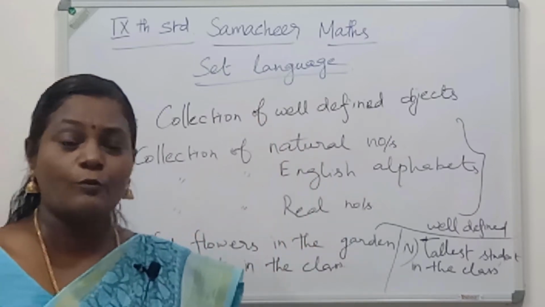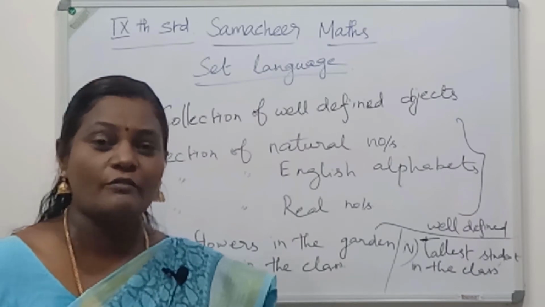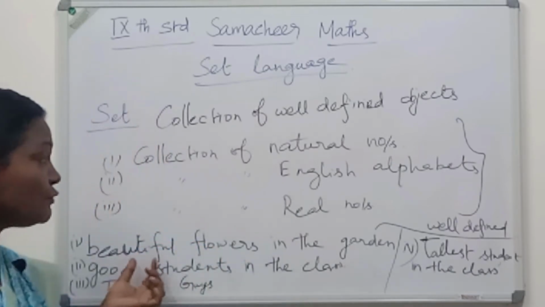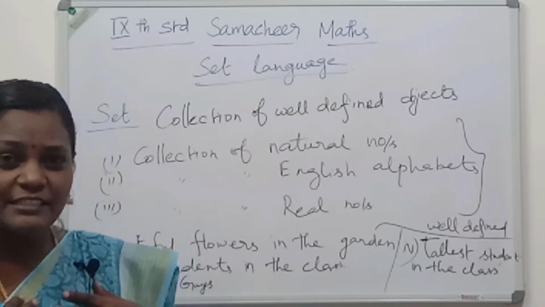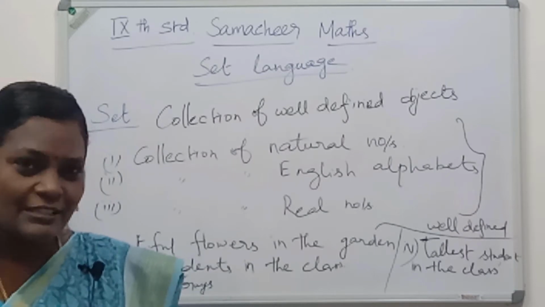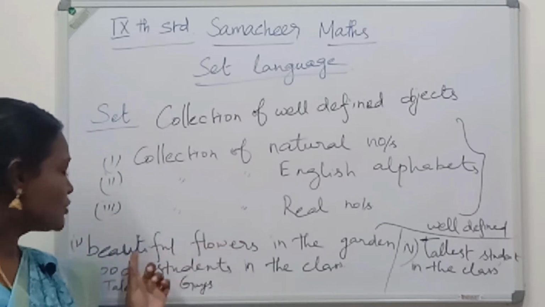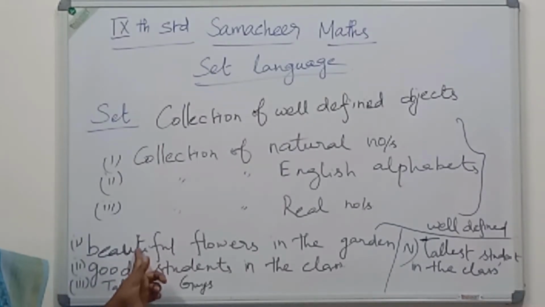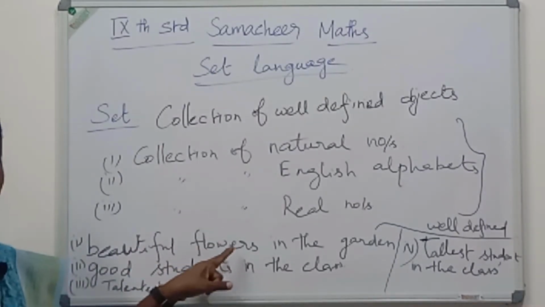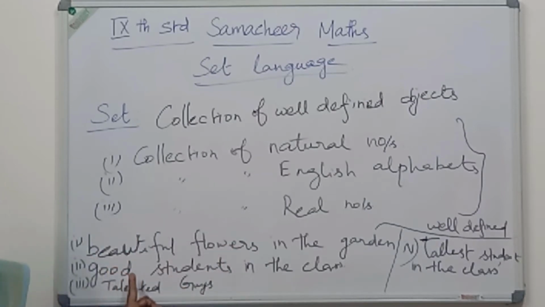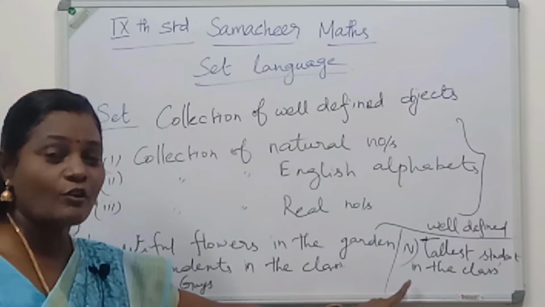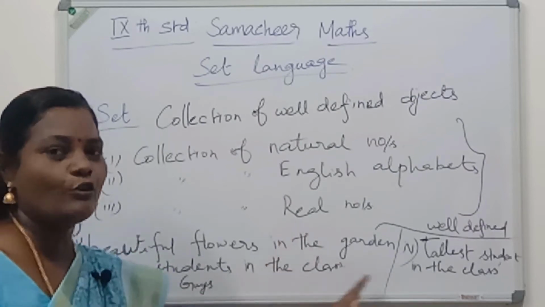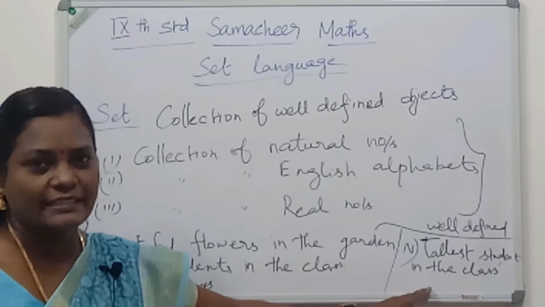How do you identify that something is not well defined? See this example: the collection of beautiful flowers in the garden. I might consider jasmine a beautiful flower, but you may consider a rose a beautiful flower, so it is not well defined. So it is not a set. The second example is good students in the class. Likewise, talented students and the tallest student in the class. All these examples are not well defined, so they are not sets.